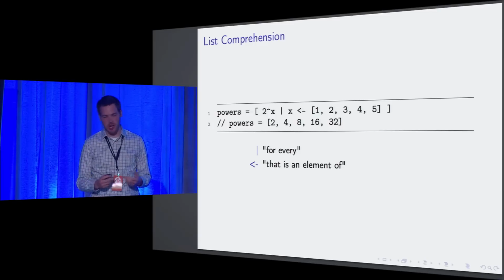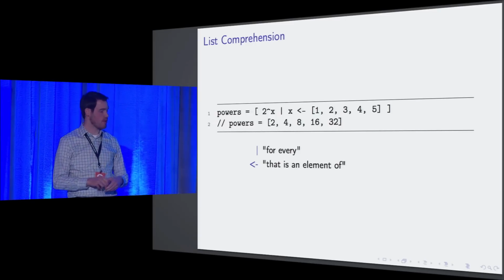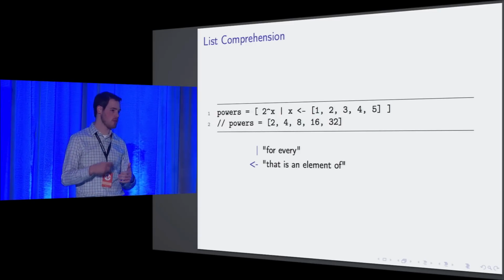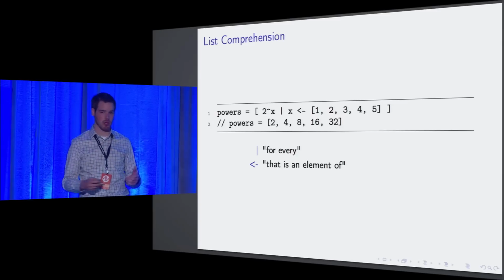And so all we're talking about when we say a list comprehension is we have some function that we define, and we map it to every value in some input list, right?